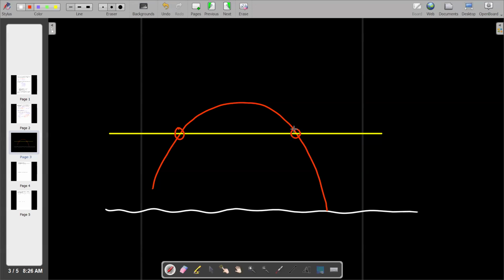So we will often see now that there are 2 valid solutions. And again, you guys nailed it. It's because the rock hits that height on the way up, and then it hits it again on the way back down. Okay.